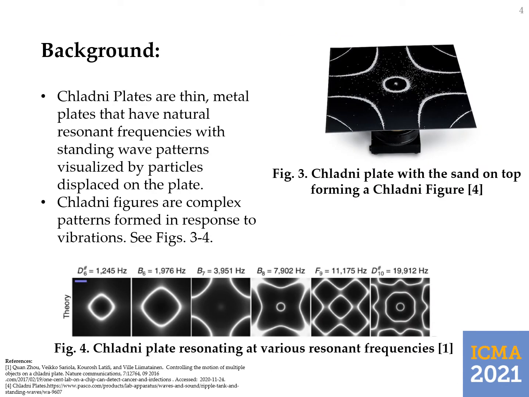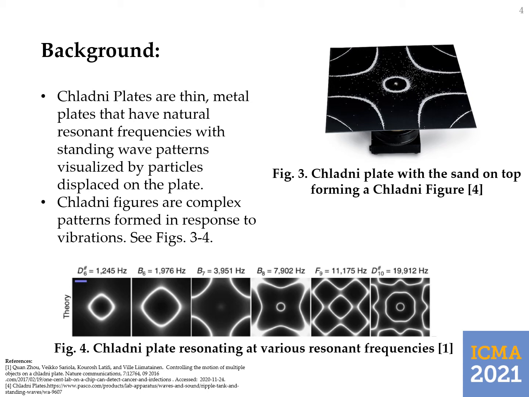Chladni plates are thin metal plates that have natural resonant frequencies with standing wave patterns, visualized by particles displaced on the plate. Chladni figures are complex patterns formed in response to vibrations, and we can see one in figure 3 as well as a slew of them in figure 4. In figure 3, we can see a Chladni figure on top of this Chladni plate. Underneath the Chladni plate is a piezoelectric actuator, which oscillates at various frequencies, and at certain frequencies, the eigenfrequencies, or better known as the resonant frequencies, we get the Chladni figures.